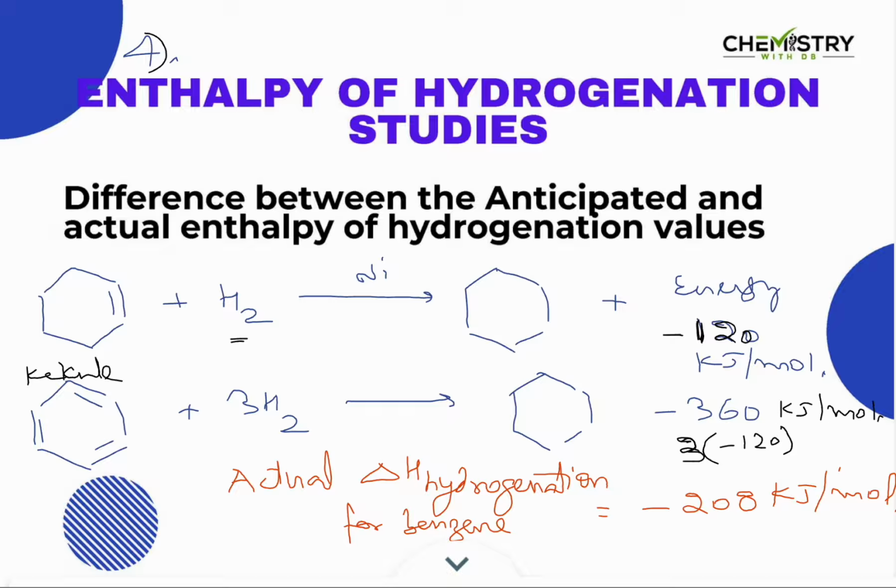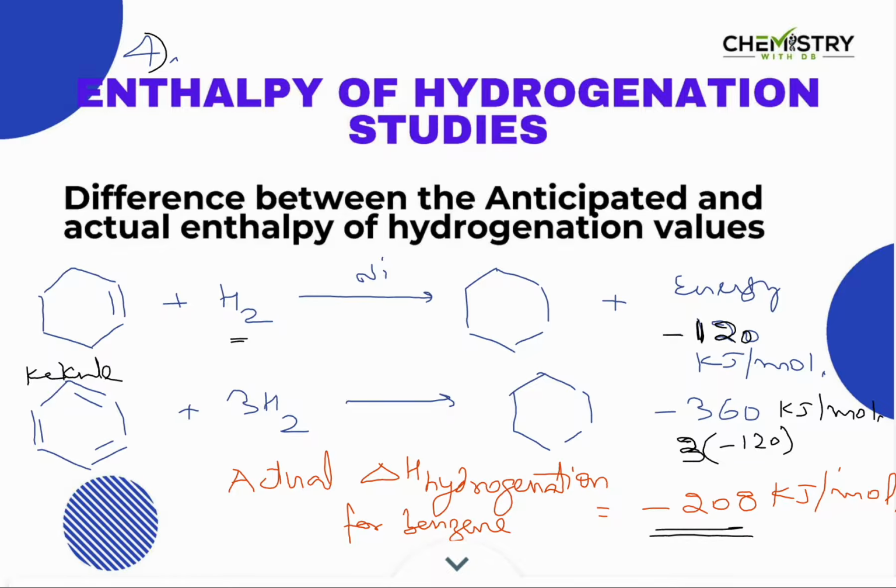However, in case of benzene, when you added 3 hydrogen molecules to make cyclohexane, the energy released was not minus 360, which was anticipated, but actually only minus 208 kilojoules per mole of energy was released, which suggested that benzene is far more stable than what the Kekule model was suggesting.